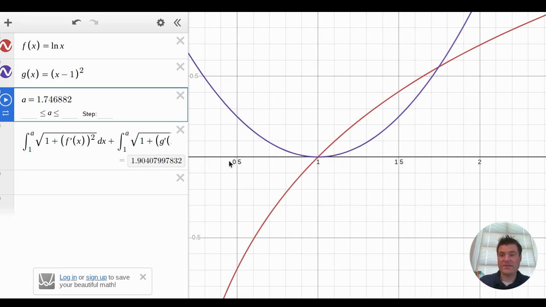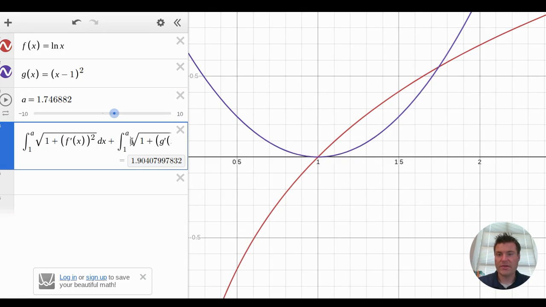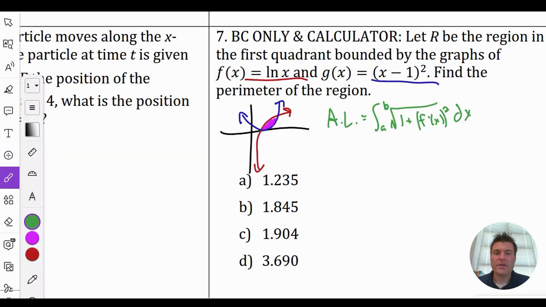And then what I did is the first integral there, which is the integral from 1 to a of the f, which is red. So we're going to find the arc length of red right here, and then add that to this g1 right over here. You can kind of see I typed everything incorrectly. You're going to get an answer of 1.904, and that is going to match up with one of our answers right here. And that is going to wrap up our video here.